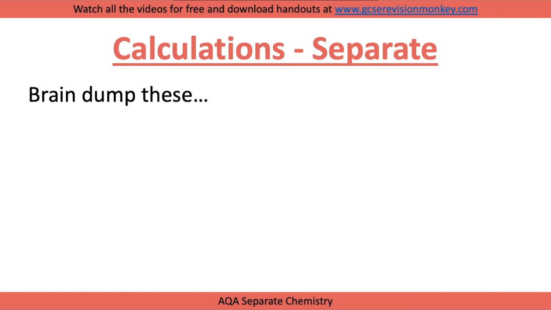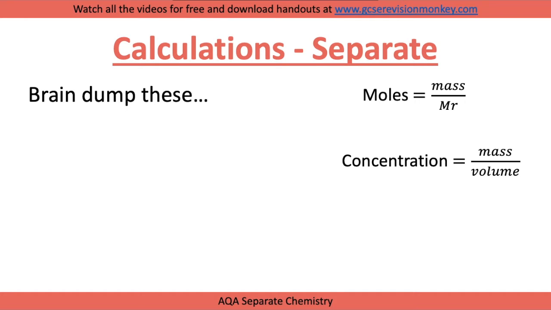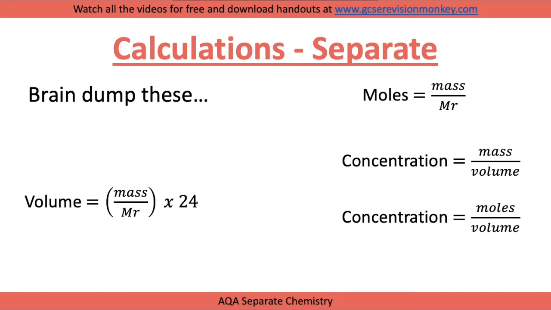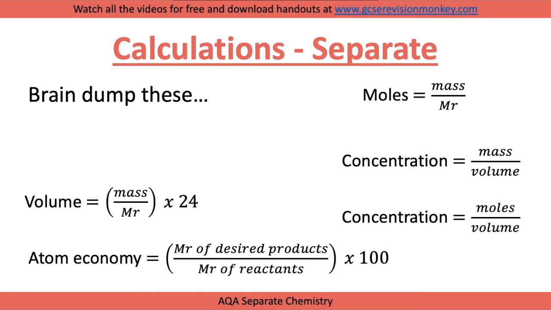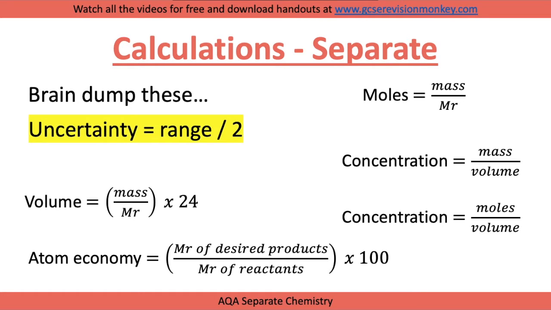So let's have a look at calculations. 20% of the exam is calculations, as well as things such as percentages and mean, median, mode, etc. You may also encounter some of the C3 unit calculations that you normally get on paper 1. So having a look at our equations for paper 1 again, things such as moles equals mass over Mr, concentration equals mass over volume, concentration is equal to moles over volume, volume equals mass over Mr times 24, and the atom economy equation, and again on any paper expect that uncertainty to come up.